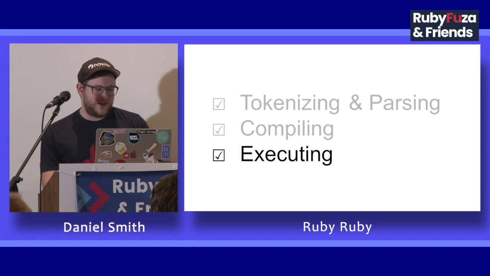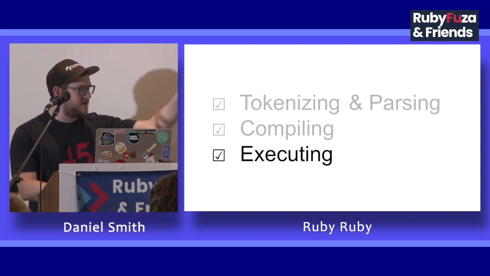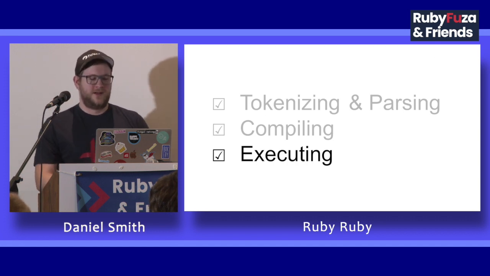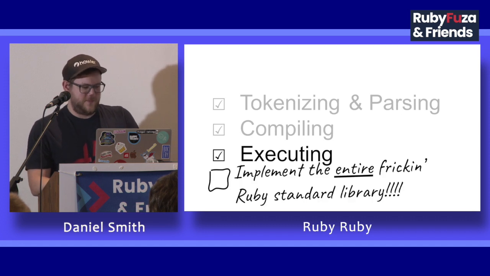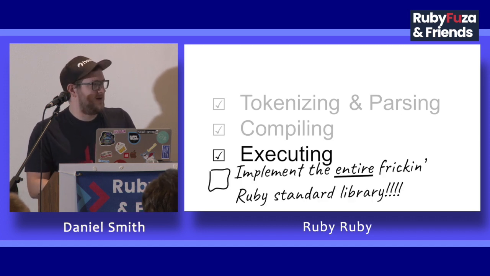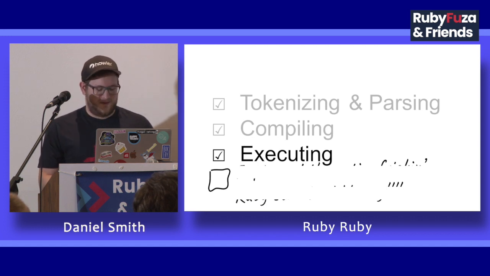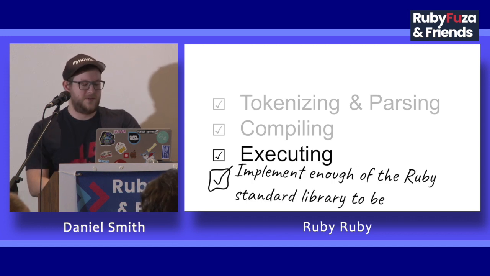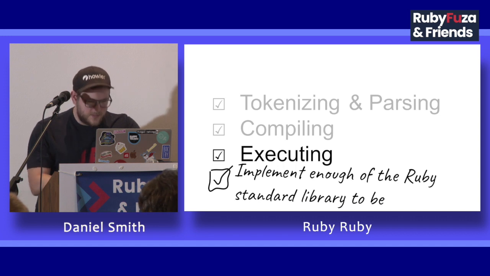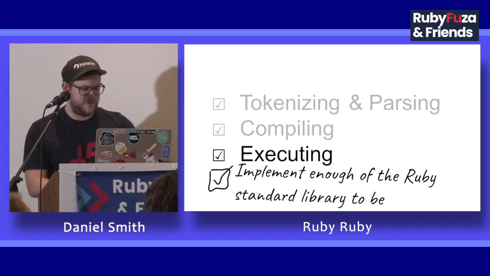All right, so I think that's about it. We got executing, we ticked off all our boxes, everything's great. Except we also have to implement the entire Ruby standard library. No, we don't. We just implement enough of the Ruby standard library to be demoable. It's fallen off the bottom of this slide, sorry.